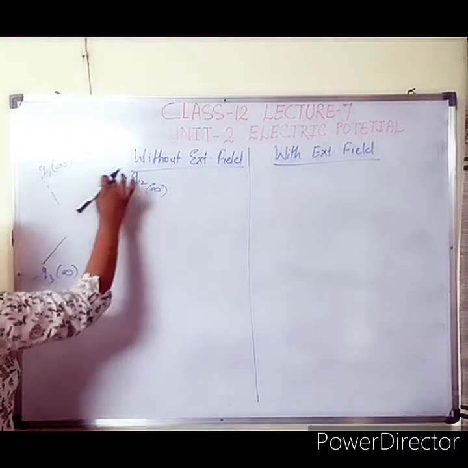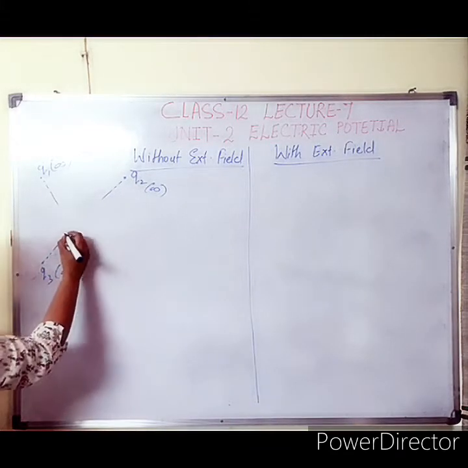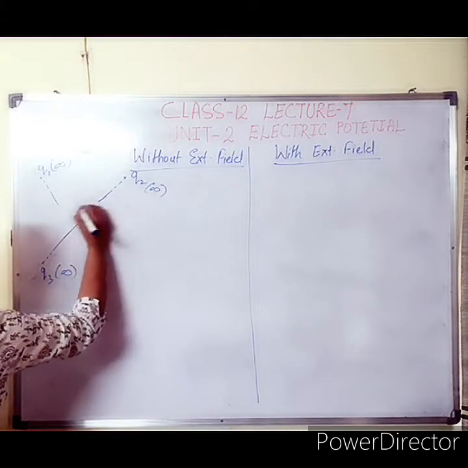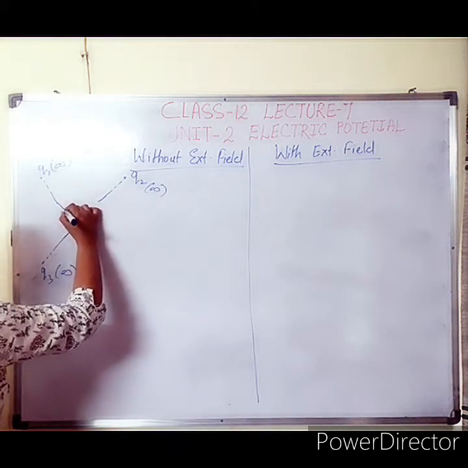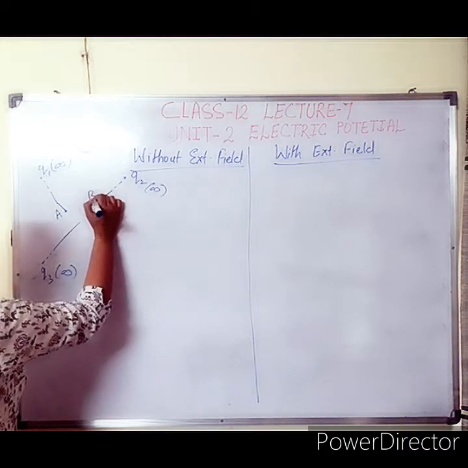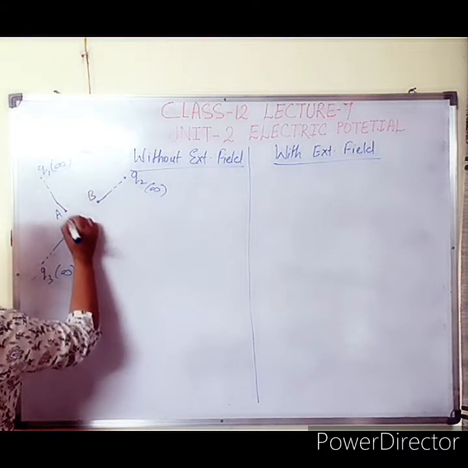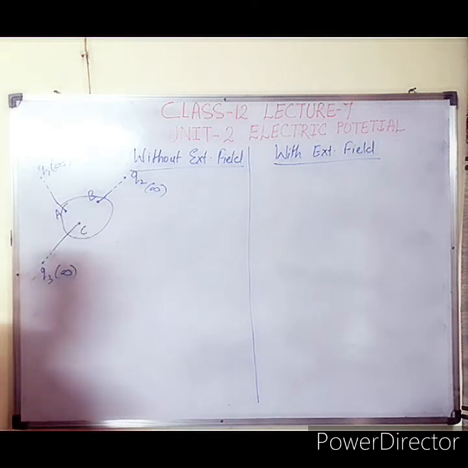Now I am drawing here the dotted line. Dotted line means infinity distance. So from the dotted line they are coming closer to each other, so they will make one system. Here the position of Q1 is A, the position of Q2 is B, and the position of Q3 is C. So A, B, C will form a system of 3 charges.